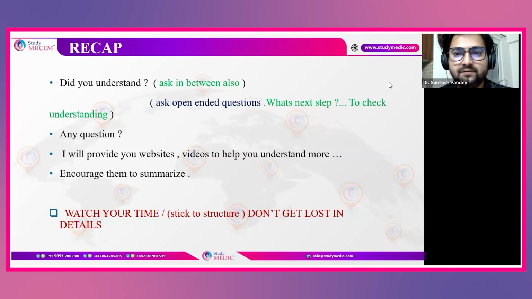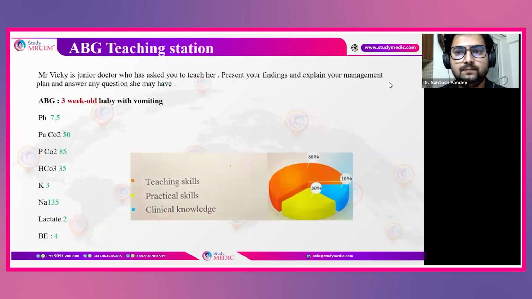And this applies to each and every OSCE station. Okay, thank you. So we'll come to our next station, the ABG teaching station. Here, you are a junior who has been asked to explain the ABG, that is, the blood gas findings which have been given, and explain your management plan. And again, same thing: answer any question the junior has.